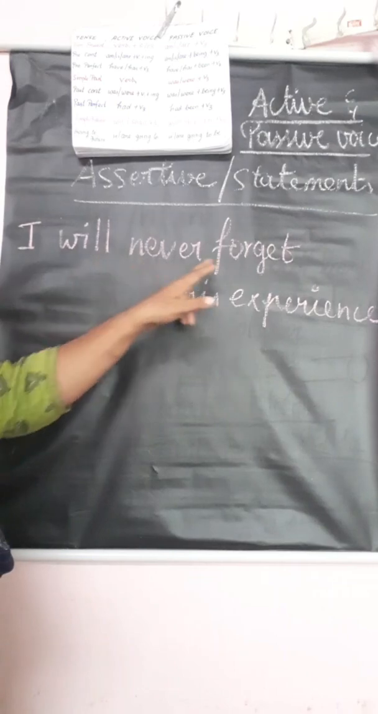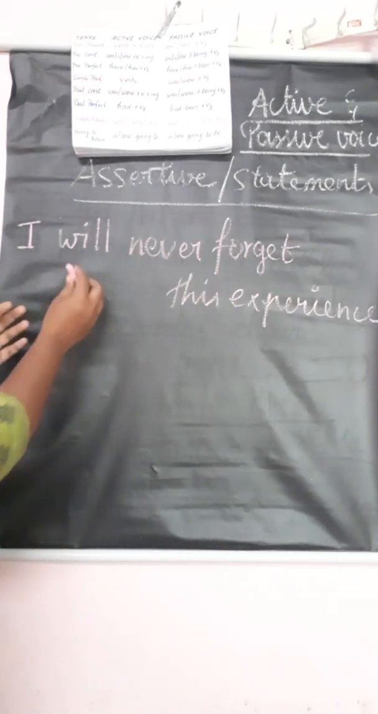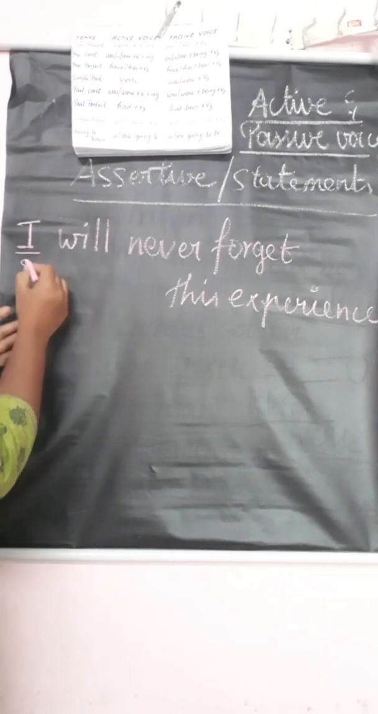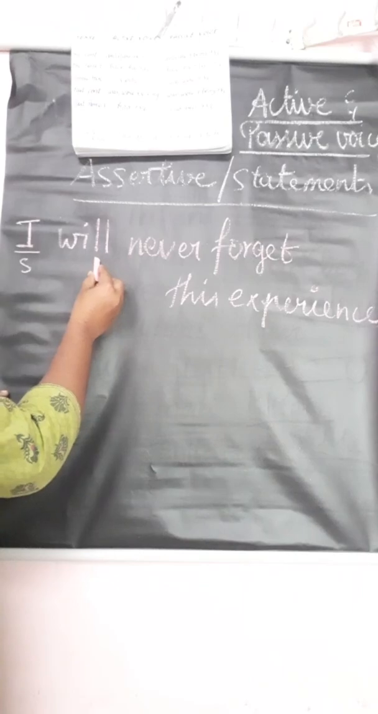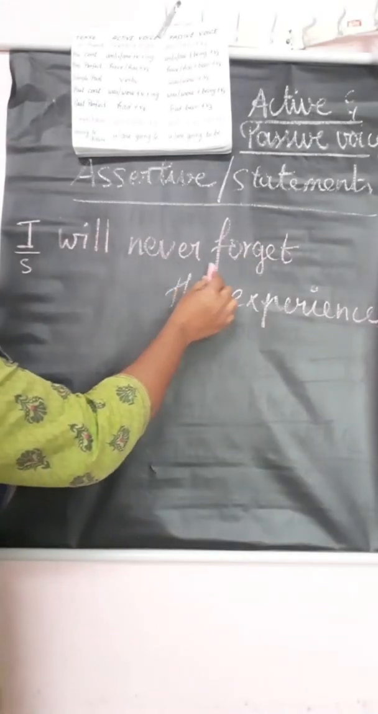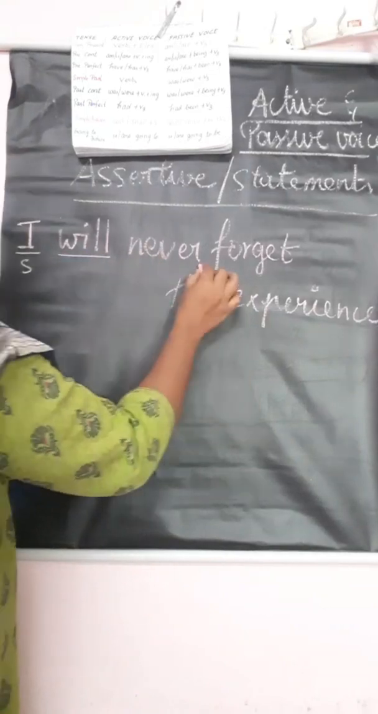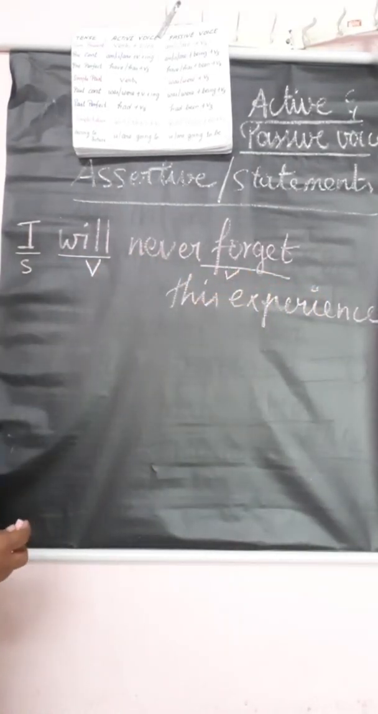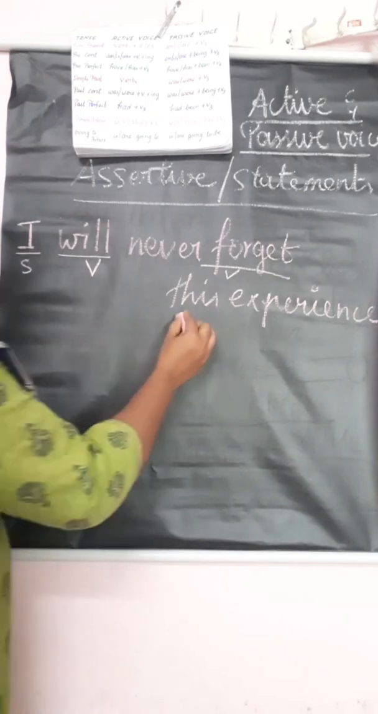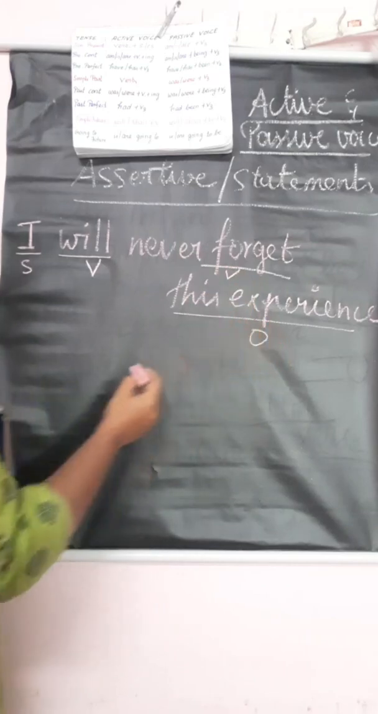I will never forget this experience. What is the rule? Find out the subject: I. What's the verb here? Will. What about this never? What about this forget? What is the verb here? Will forget. Okay, will forget is the verb. What is the object? This experience. I will never forget this experience.